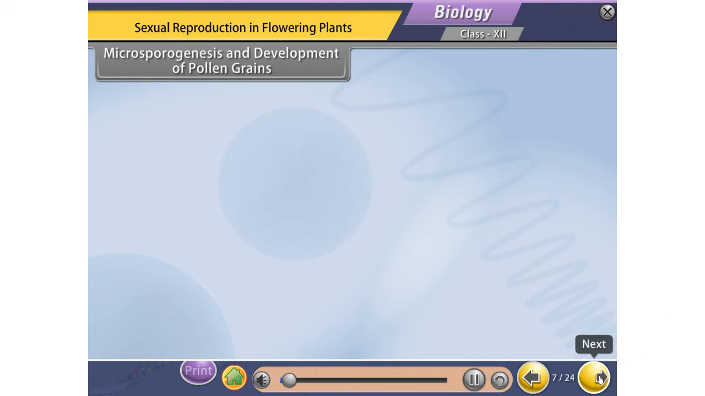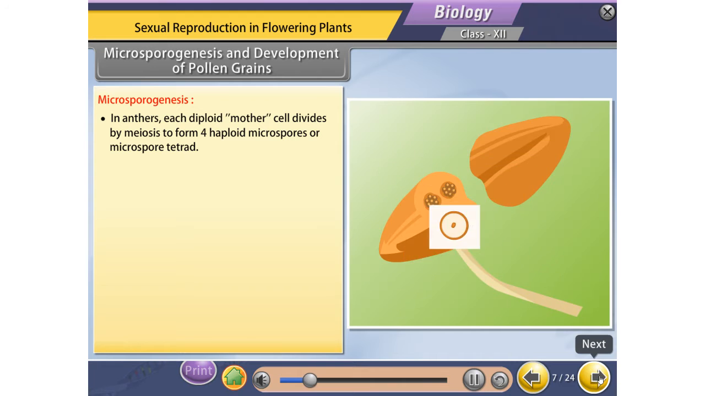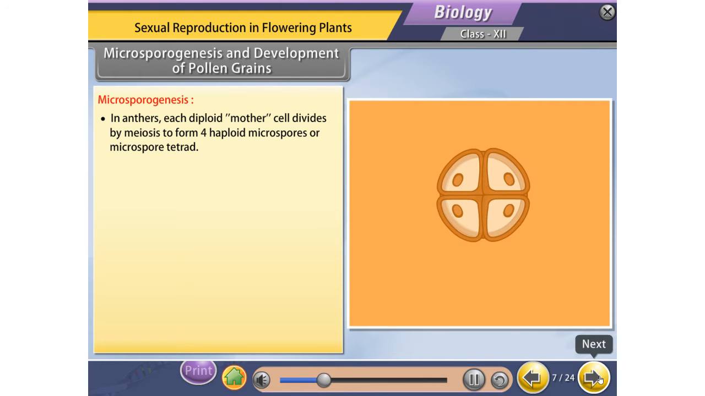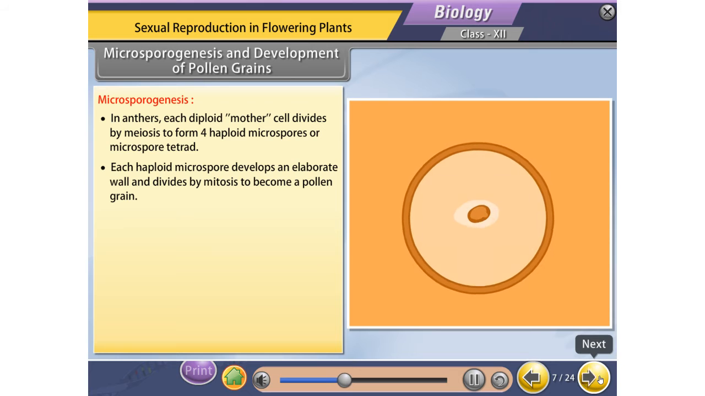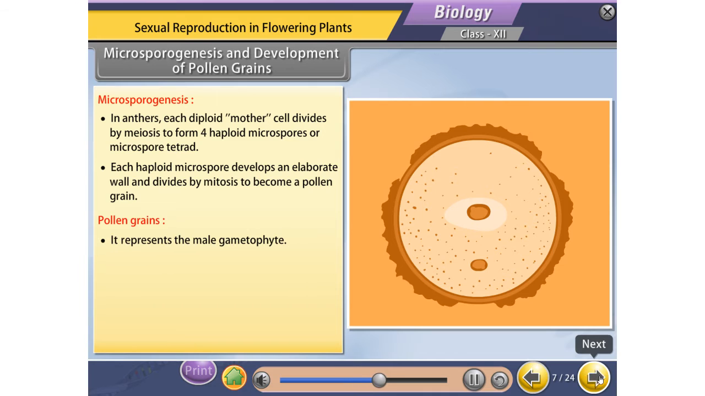Microsporogenesis and development of pollen grains. Microsporogenesis. In anthers, each diploid mother cell divides by meiosis to form four haploid microspores or microspore tetrad. Each haploid microspore develops an elaborate wall and divides by mitosis to become a pollen grain. Pollen grains represent the male gametophyte.